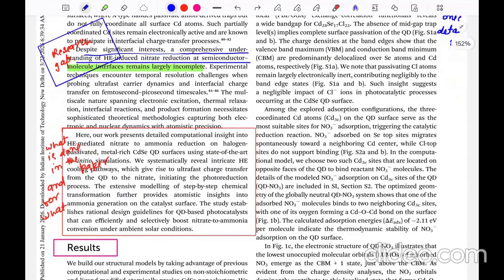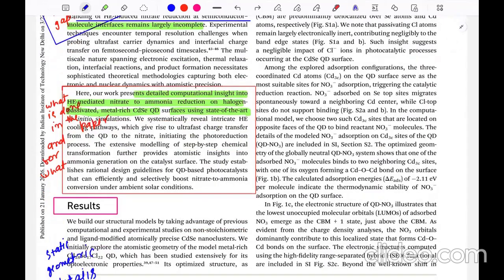And now moving on to the last part, what is done in this paper and for what purpose it is done. In this paper, we will be providing a computational insight into the hot electron mediated nitrate to ammonia reduction on ligand passivated, actually halogen passivated metal rich cadmium selenide quantum dot surface using AIMD, ab initio molecular dynamic simulation, right? So this is what is done in this paper and what is the purpose for doing that.